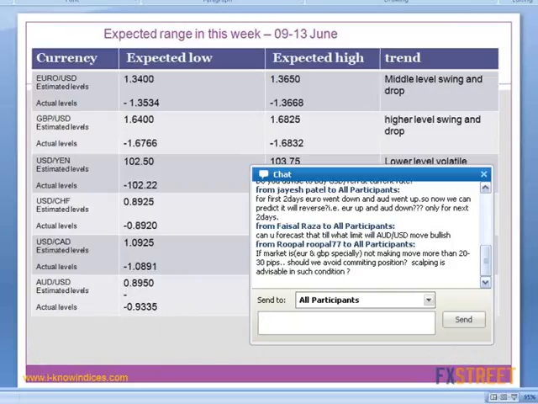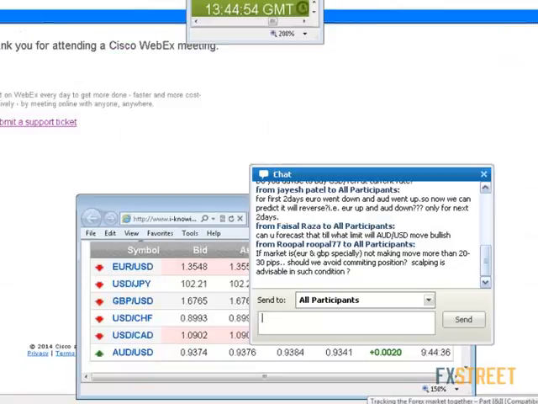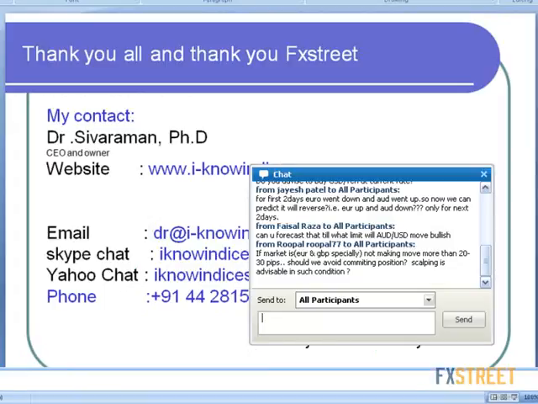So 1.1150 we should be able to see soon in the case of USD CAD. They will just reverse it in a big way. That is why they are doing a prolonged lower level consolidation.